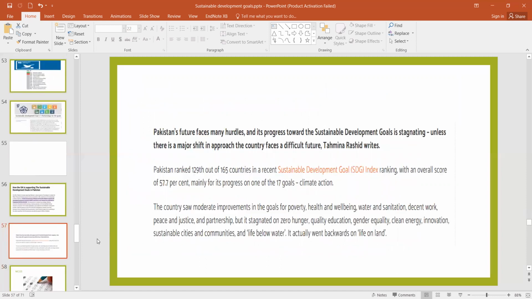Pakistan's future faces many hurdles, and its progress towards the Sustainable Development Goals is stagnating unless there is a major shift in approach. The country faces a difficult future. Pakistan ranked 129 out of 165 countries in a recent Sustainable Development Goal Index ranking with an overall score of 57.7%, mainly for its progress in one of the 17 goals, which is climate action.